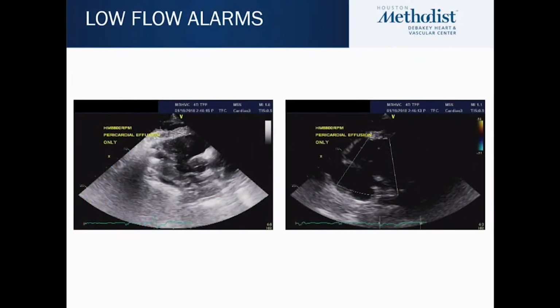Now, one of the alarms that we see is low flow alarms. Usually that can be in the setting of RV failure, or it can be in the setting of hypertension. There can be, in some situations, pericardial effusion that actually can cause low flow alarms as well. Patients with LVAD are very sensitive to pericardial effusion, even if it's a small one. So it's important when we're doing an echo to look for and mention any kind of effusion that they have, because even a small effusion can cause a significant problem.